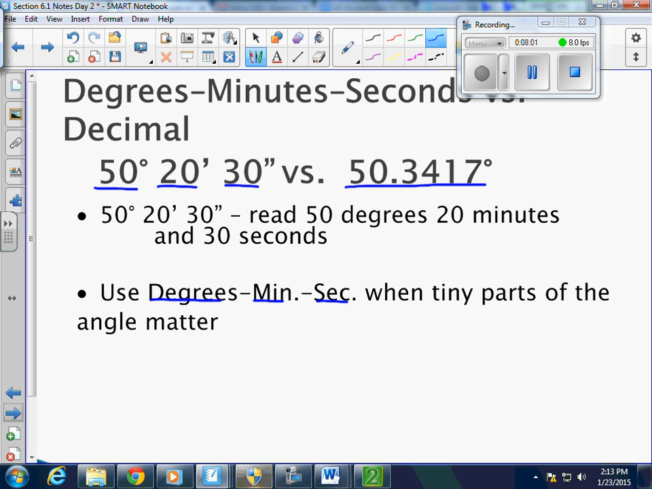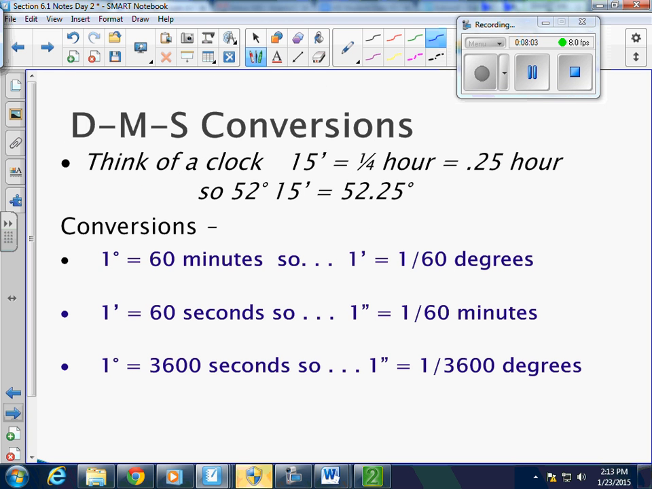Okay, we're going to look for conversions. You're very comfortable with conversions. Okay, you know how to convert from yards and feet and inches and all that sort of thing. This is no different. Think of your degrees, minutes, and seconds. Think of a clock. Okay, if I have 15 minutes, 15 minutes is a quarter of an hour. I can write that as a decimal of 0.25 hours. So if I have 52 degrees and 15 minutes, my decimal that matches would be 52.25 degrees. So don't make the degrees, minutes, and seconds harder than it needs to be. Think of your clock. Okay? And so your conversions are what follows below.